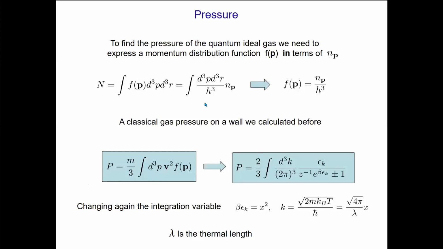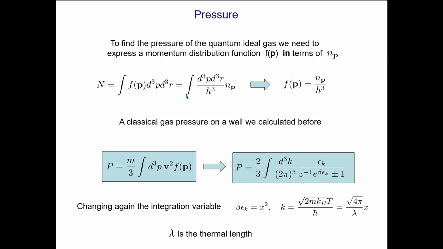Okay, now we want to derive the equation of state for these quantum gases. And to do that, we need to find the pressure of the quantum ideal gas. And for that, we need to calculate a momentum distribution function, if you remember, which we introduced for classical gases. We introduced the momentum distribution function for homogeneous gases such that if we integrate it over all coordinates and over all momenta, we get the total number of particles.